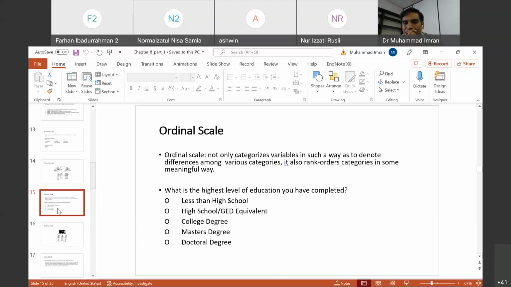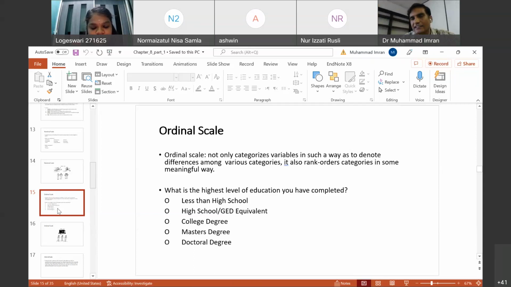Doctor degree, 5 years. Yeah, obviously doctor degree. So we can see the rank level and identify which is better, which is bad, which is giving us a good performance, and which one is giving us a low performance.